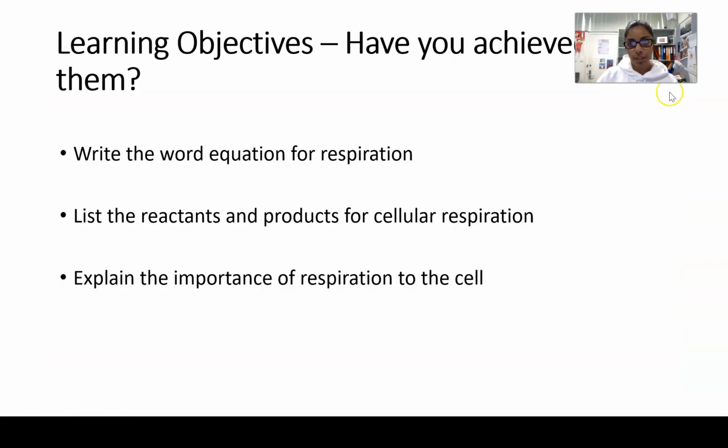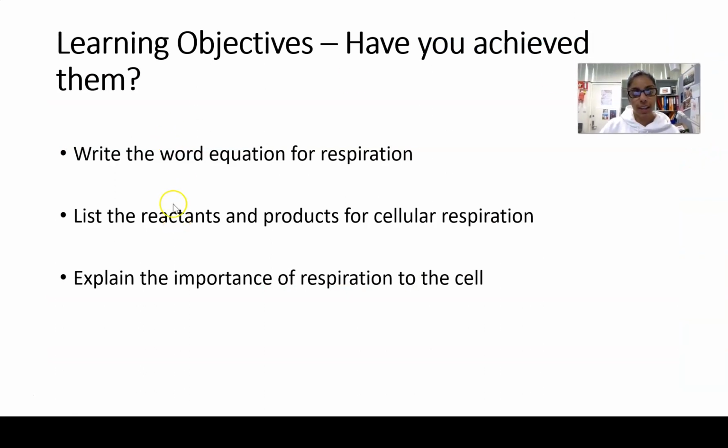Once you've done that, I want you to see if you can achieve these three learning objectives. So you should be able to write out a word equation for cellular respiration. You should be able to identify from that equation what are the reactants and what the products are. And you should be able to give me some examples of why cellular respiration is important. So that word explain means tell me why cellular respiration is important. So if you watch that video and you went through the PowerPoint, you should be able to do that.